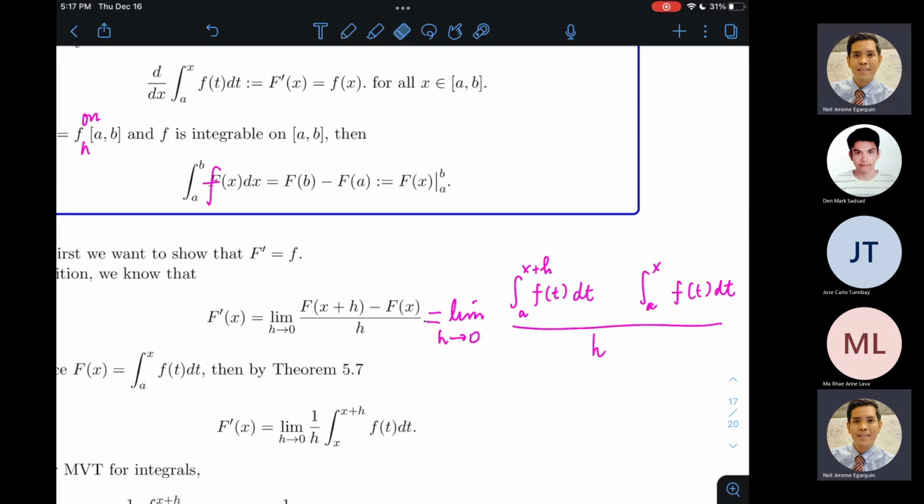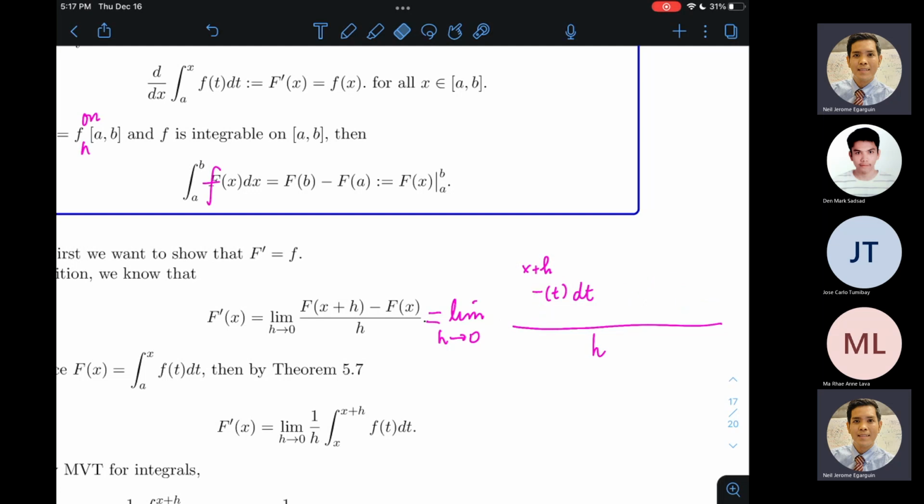Pwede kong kunin yung negative sign, gawin ko yung positive, pero by definition ng negative integral, pwede kong palitan yung bounds. Gawin ko siyang bound simula kay x papunta kay a. Alright? Using definition 5.8. And then ngayon, pwede kong gamitin yung additivity ng integral. Ito ay integral mula kay x hanggang kay a plus the same integral, but this time from a to x plus h. So by the additive property, pwede ko siyang isulat under one integral.